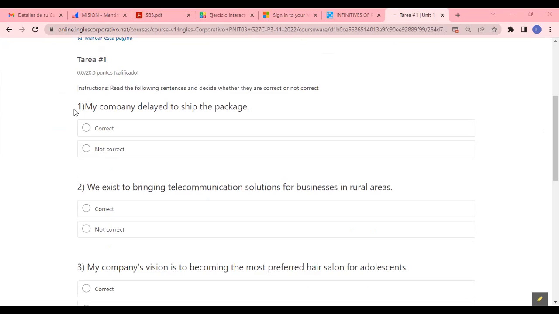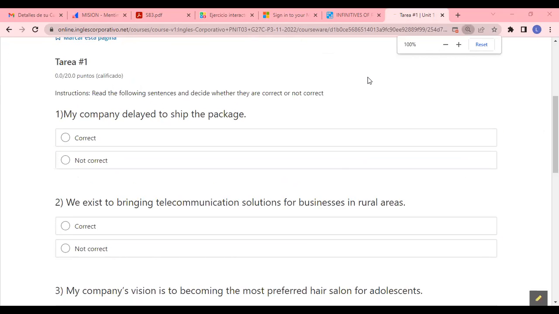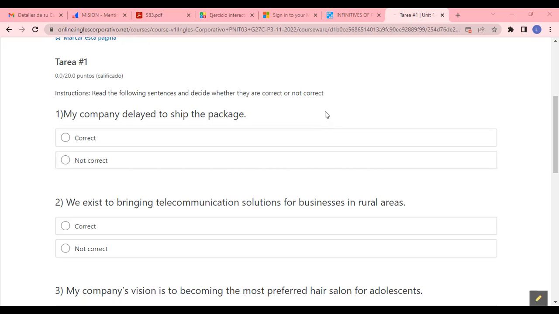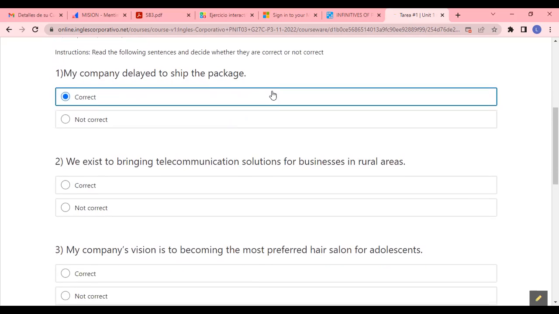Let's go. Rodrigo, vi que querías participar, dime. Read the number one, please, mister. Okay, my company delayed to ship the package. The último package. Correct or incorrect? What do you think? It's correct. Okay, thank you.